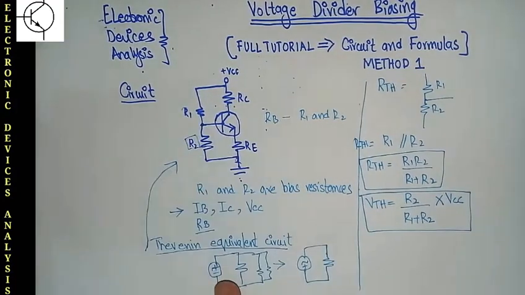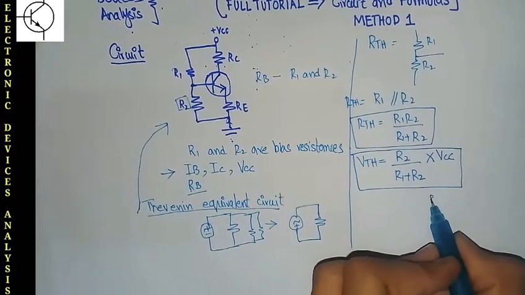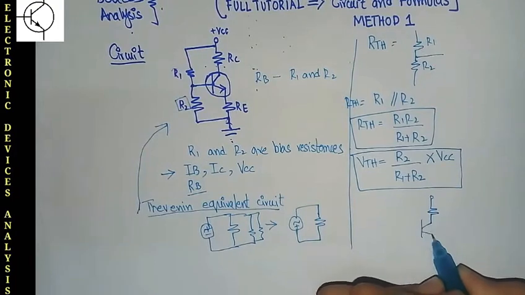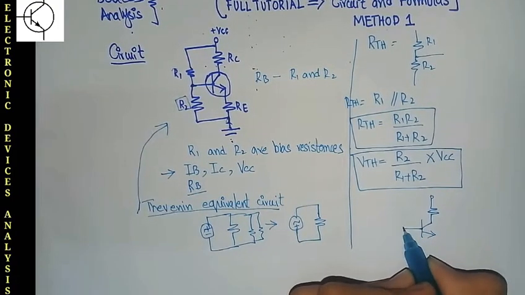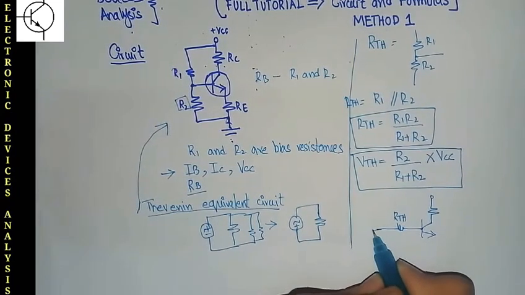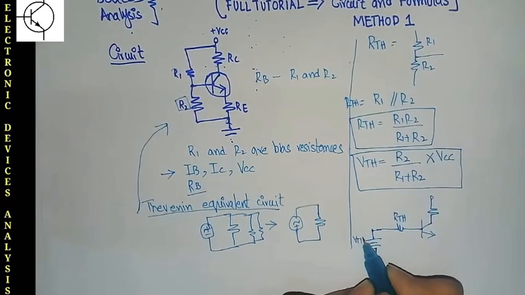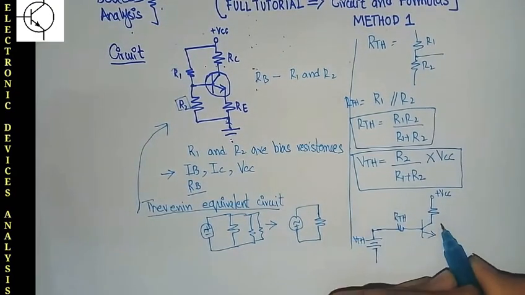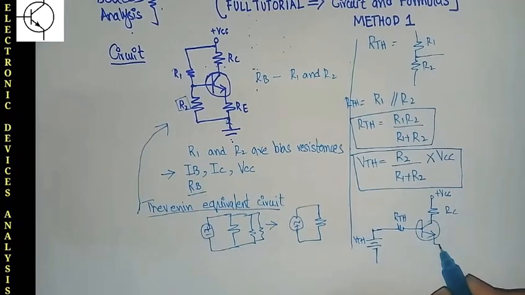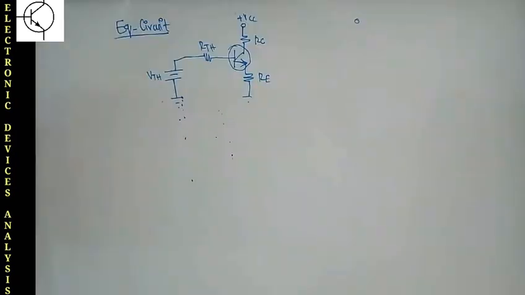So the equivalent circuit we will derive from there, and this circuit looks like this: all of the resistances are the same, and there will be a resistance R Thevenin, and there will be a voltage source V Thevenin at that point, VCC, and this will be our RC, and there will be an RE. So this will be the equivalent circuit of the voltage divider bias network.